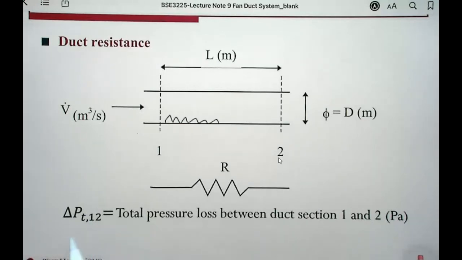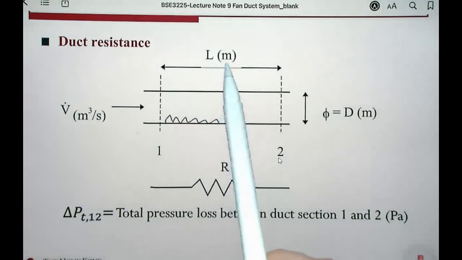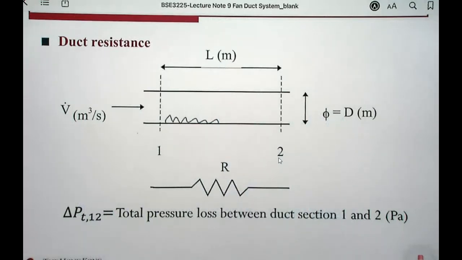When we analyze the total pressure, it's related to all the parameters marked here: the airflow rate, the length of the duct section, and the diameter of the duct section. And we can make an analogy of this duct resistance to electric resistance. So we can use R to represent the duct resistance in this scenario.